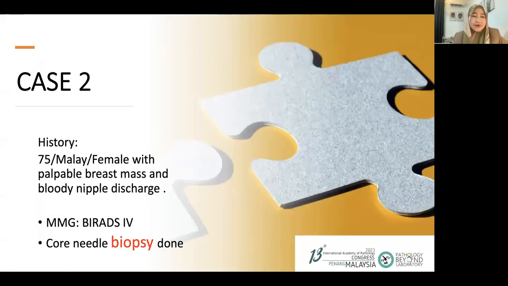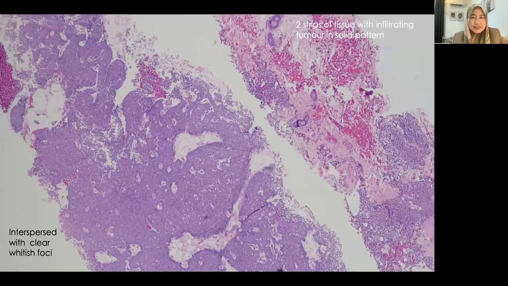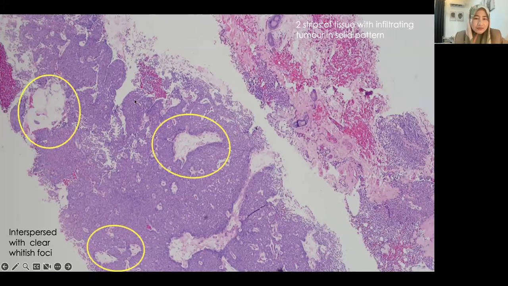All right. So now we move on to case number 2. We have a 75-year-old Malay female with palpable breast mass and bloody nipple discharge. The mammogram shows BI-RADS 4 and core needle biopsy was done. All right. So what we have is 2 strips of tumor tissue with infiltrating tumor in solid pattern that intersperses with clear whitish foci.